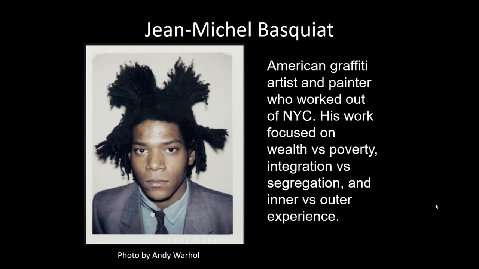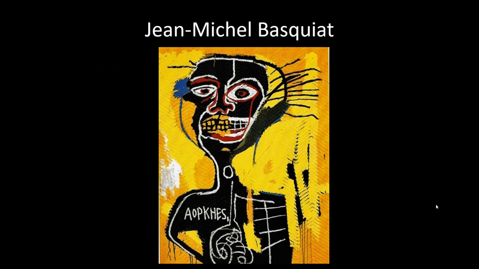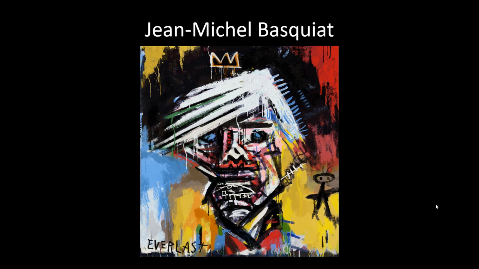The first one I really want to talk about is Basquiat. He's an American graffiti artist and painter who worked out of New York City. His work focused on wealth versus poverty, integration versus segregation, and inner versus outer experience. He lived most of his life homeless, which was really interesting. He would find cardboard to paint on and kind of hustle his way around New York City trying to get the materials that he could to make his artwork. This is a portrait of Andy Warhol, so someone he knew really well.